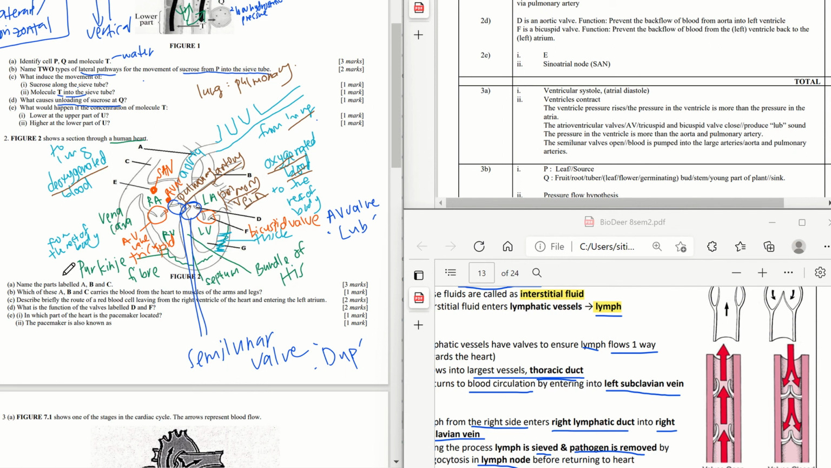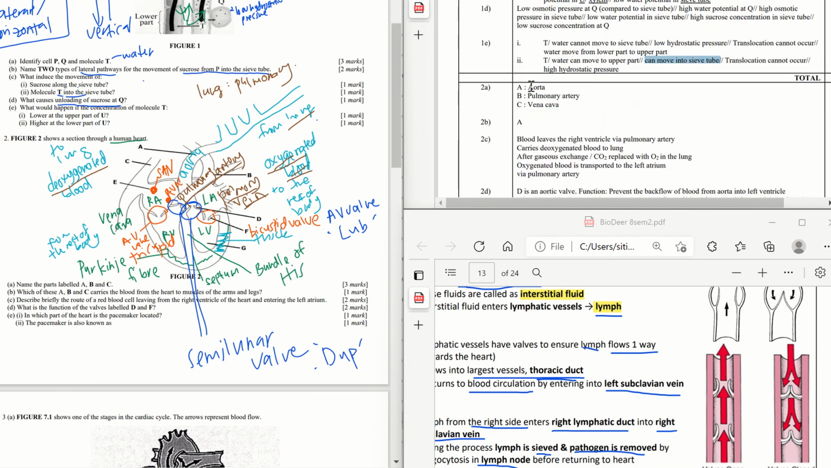Name the parts, label A, B and C. So A adalah aorta, B adalah pulmonary artery, C adalah vena cava.